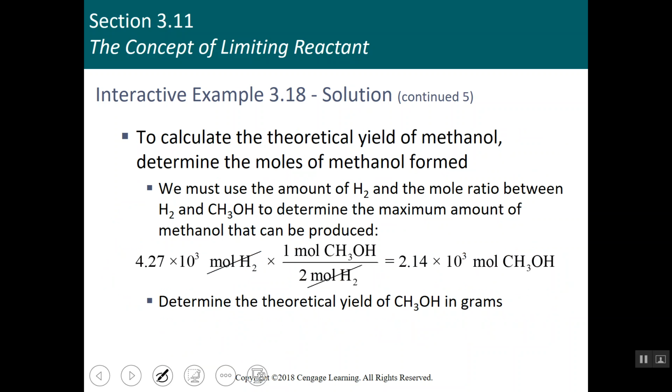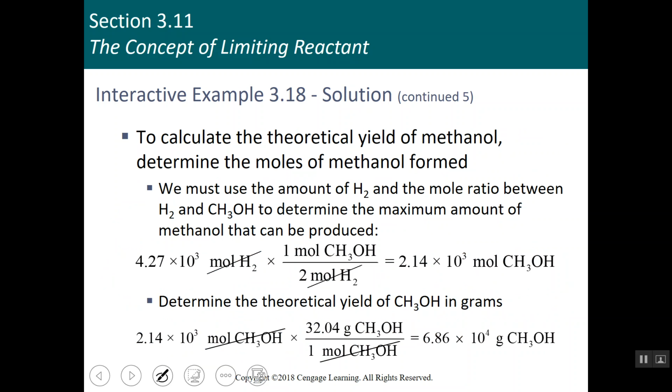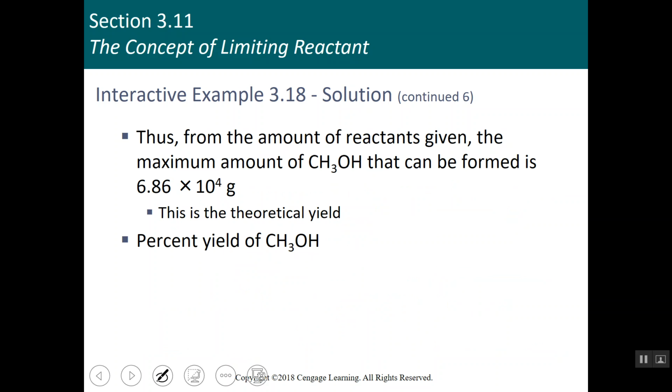We have the moles of methanol. We just calculated that. What's our theoretical yield? So we're going to take those moles and use the molar mass of methanol to figure out how many grams of methanol we would obtain from that reaction if it went to 100% completion with that limiting reactant. So that's our first answer. That's what our theoretical yield of methanol is.